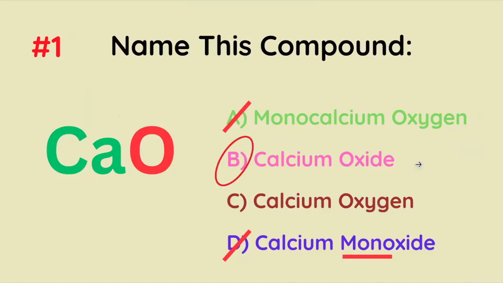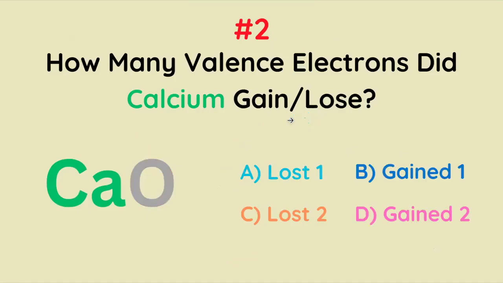It's oxide because we have calcium, the metal, followed by the nonmetal where we drop the suffix and we add IDE. How many valence electrons did calcium gain or lose? Did it lose 1, lose 2, gain 1, or gain 2?